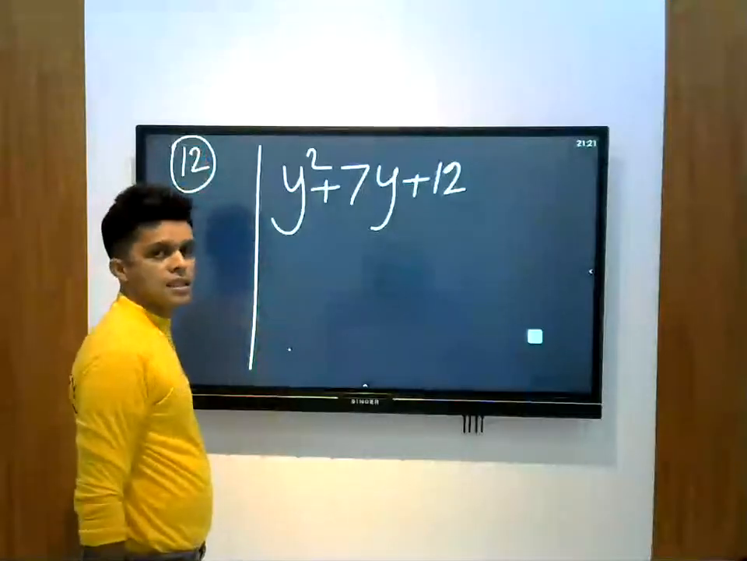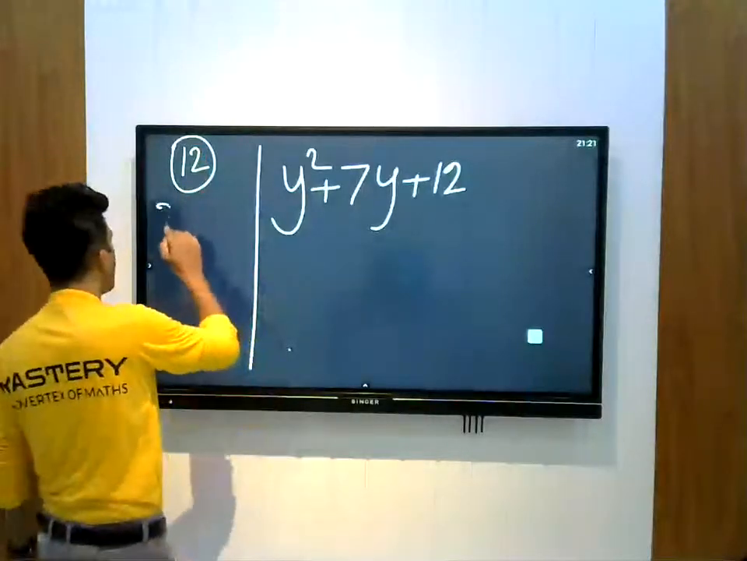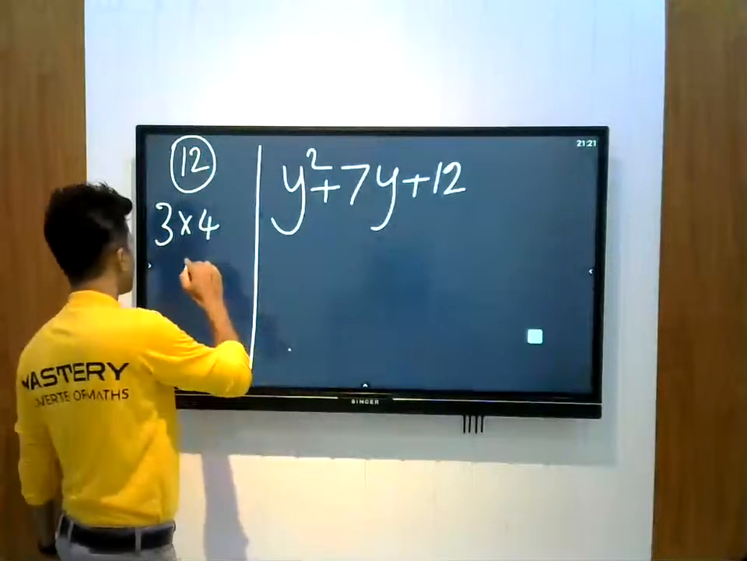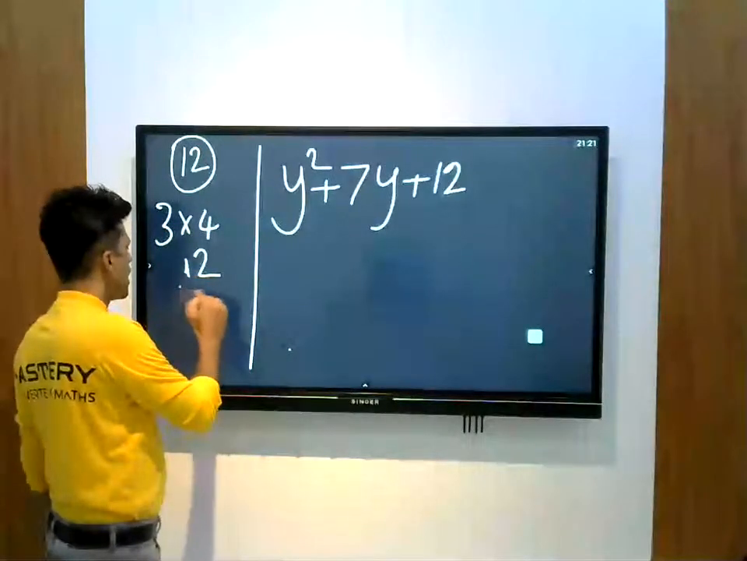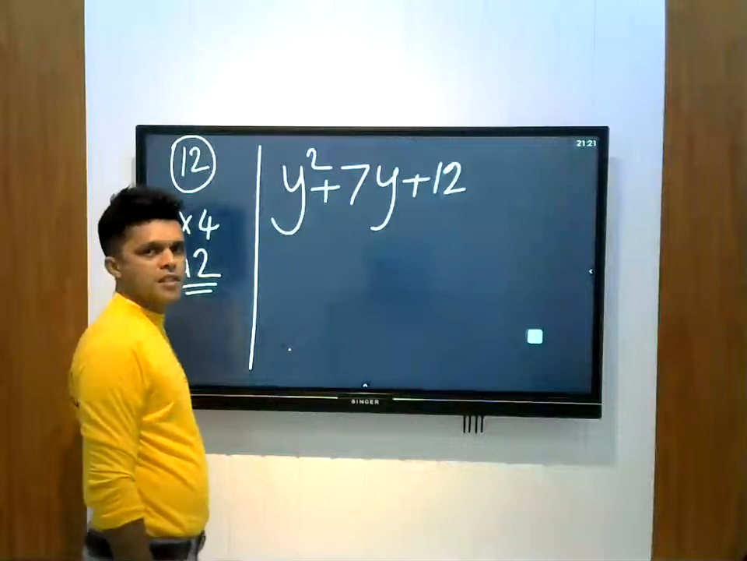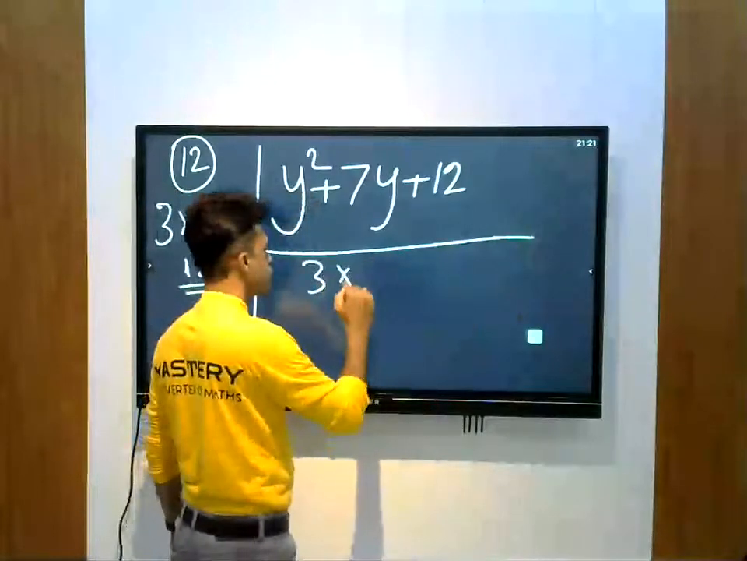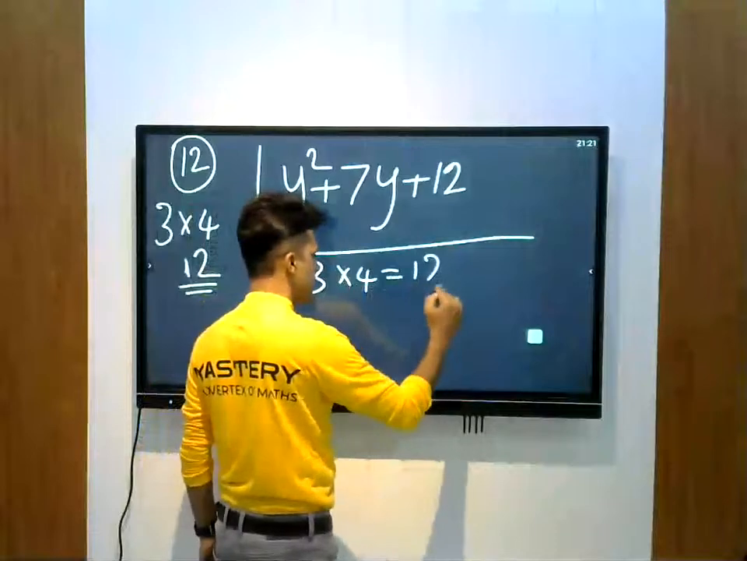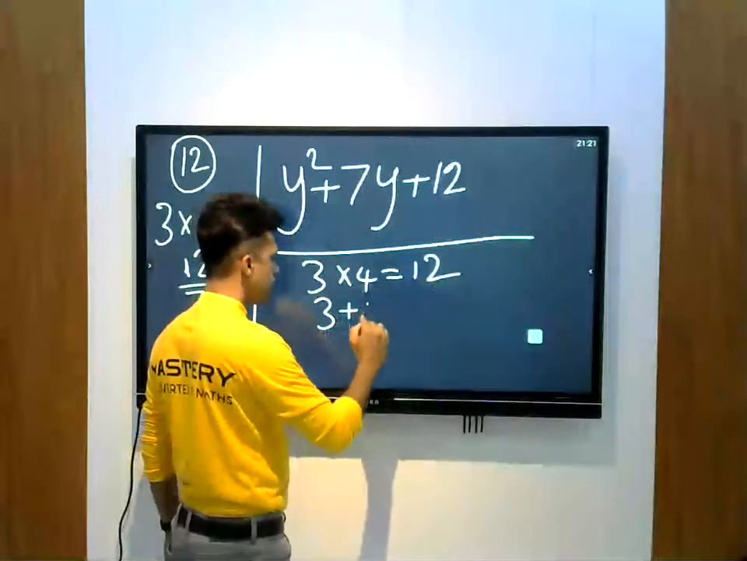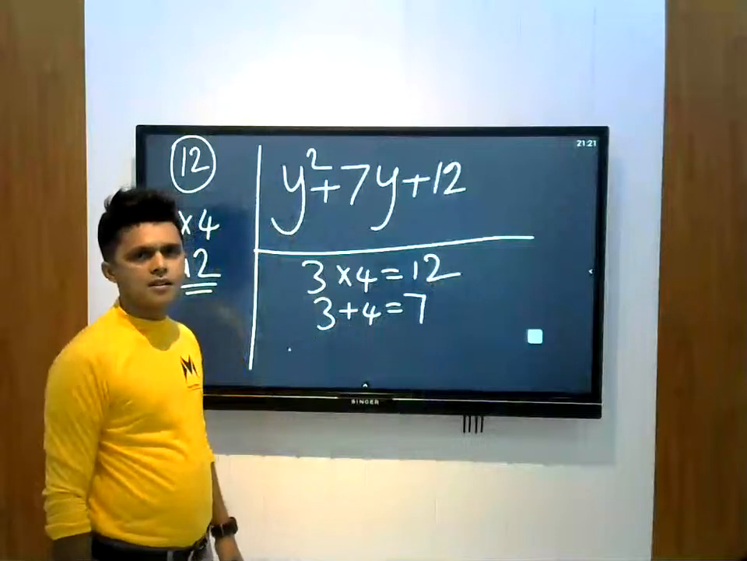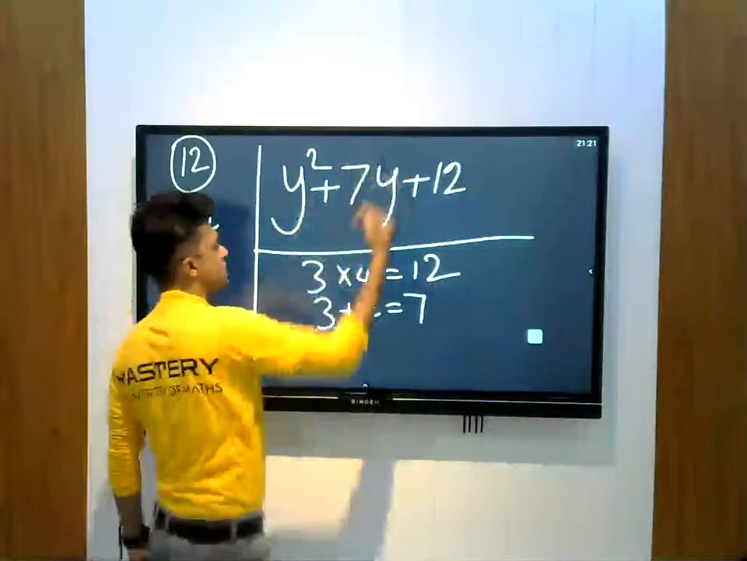3 times 4 is 12. And when you add these two, 3 plus 4 is 7. You can see here 7.